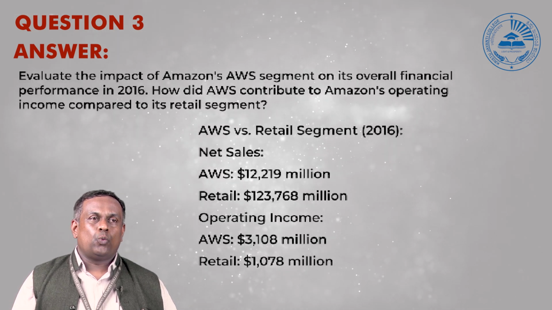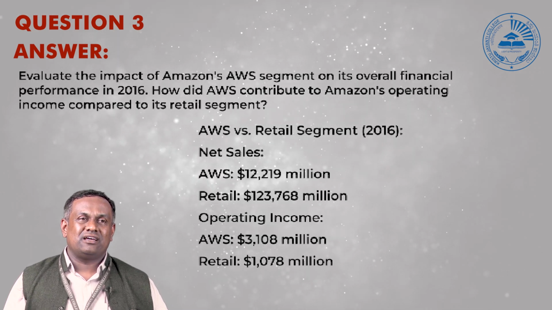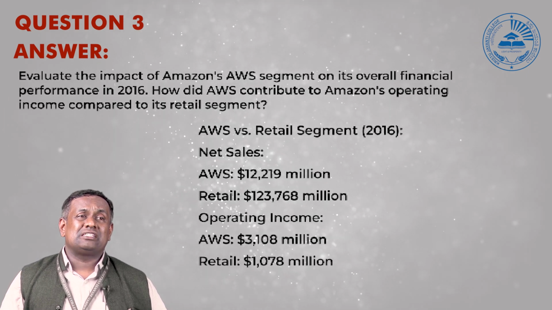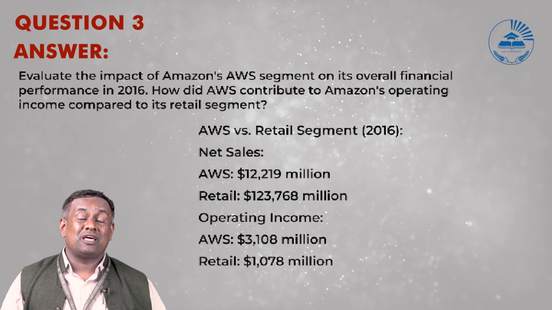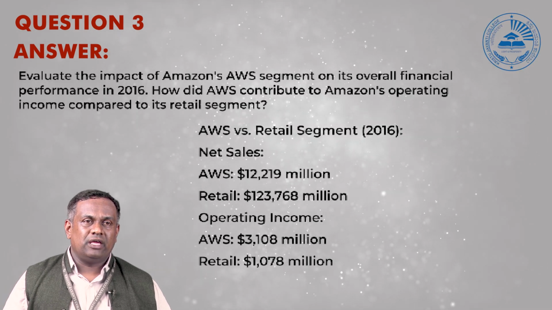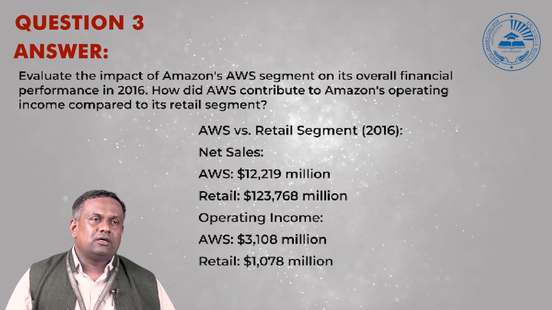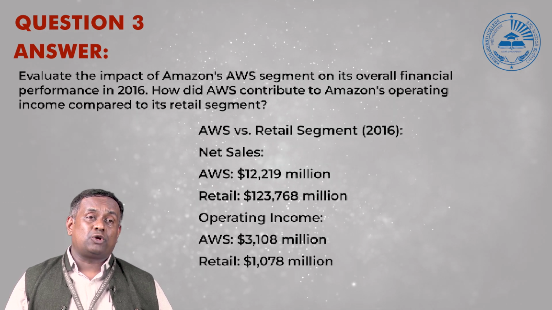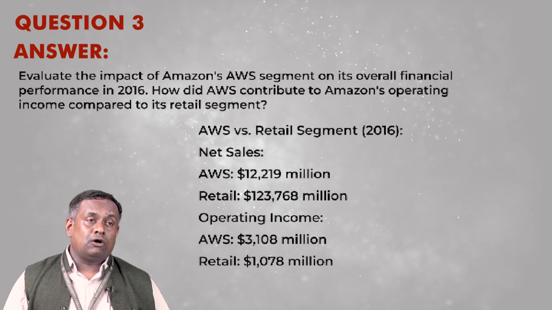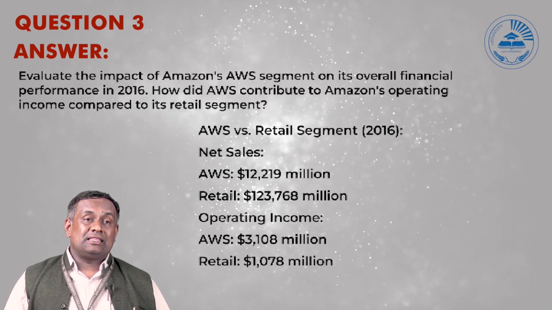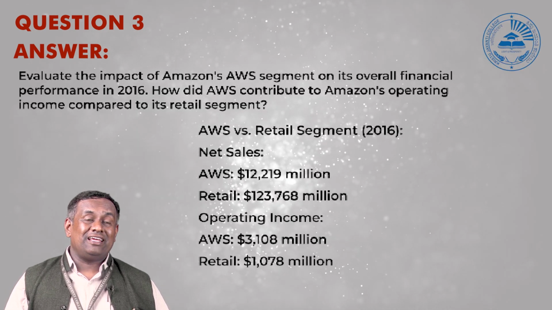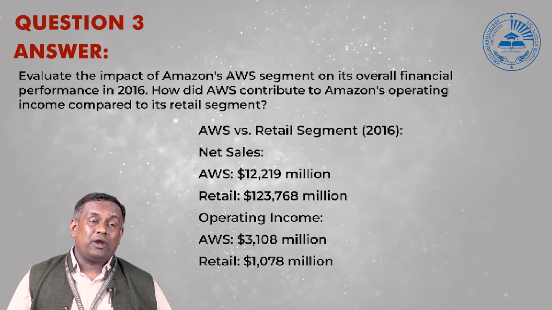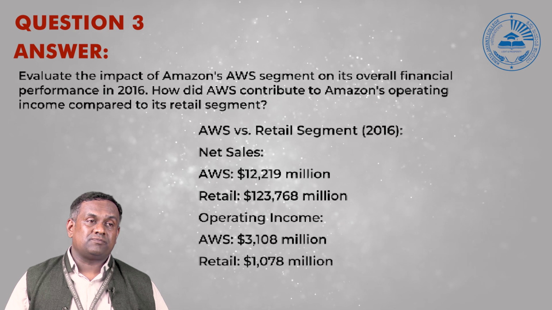Revenue contribution: while AWS revenue is significantly less compared to the retail segment, it still represented a critical revenue stream for Amazon. It provides a steady flow of revenue for Amazon. Then if you see the operating income, Amazon Web Services contributed $3,000 million, whereas it is three times the operating income from the retail segment. Maybe the cash flows may be more in retail, but the operating income is more in AWS.